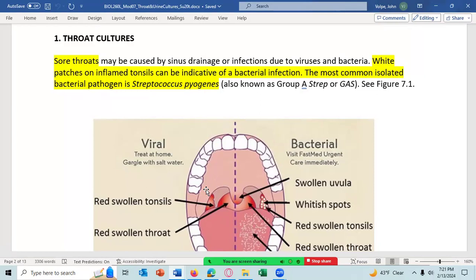The most common bacterial pathogen found in sore throats is Streptococcus pyogenes, the organism that causes strep throat, and it is also named Group A Streptococcus. I don't use that name. That's using the antigens of Streptococcus, which is an old system. I use the scientific name, and it's also abbreviated GAS for Group A Streptococcus. And I certainly don't use that name.